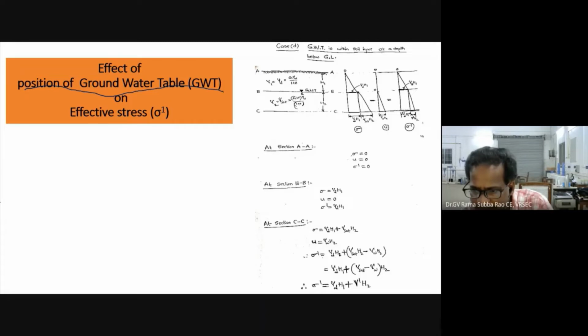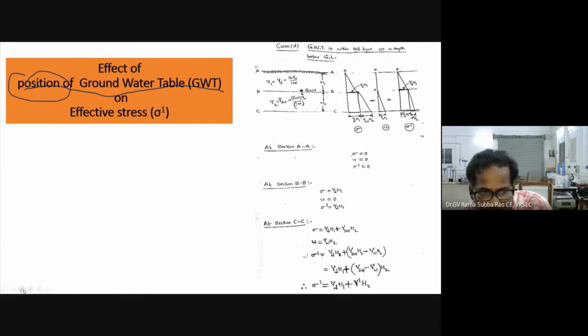We all realized that as the water table rises, effective stress decreases, because the increase in pore water pressure reduces the effective stress. Now, in this lecture, we are going to discuss the influence of the position of the groundwater table.